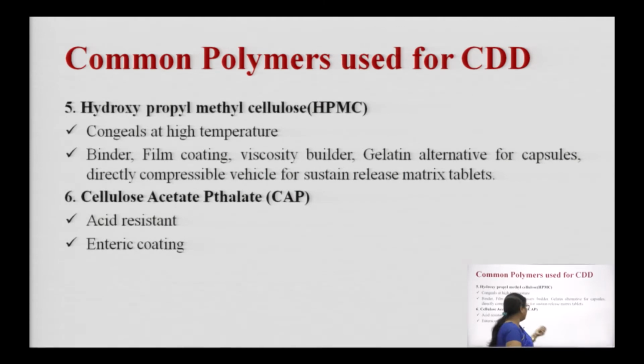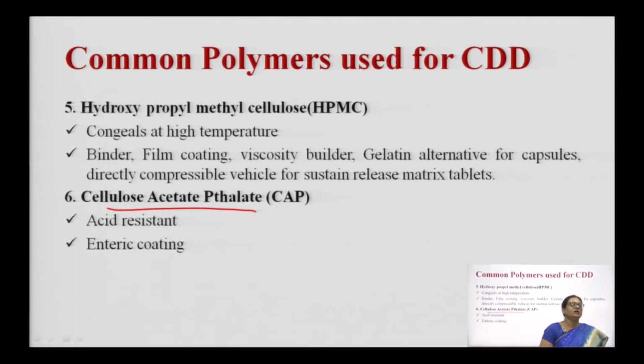And last but not the least, an important cellulose derivative is cellulose acetate phthalate or CAP. It is an important enteric coating material. It gives an acid resistant coat. This is particularly useful in delivering drugs which are acid labile, so that the coating will not dissolve at the acidic pH of the stomach. The dosage form will reach the intestines, and there the coating of the cellulose acetate phthalate will dissolve and the drug will be released in the intestines and hence prevented from degradation in stomach acidic pH.